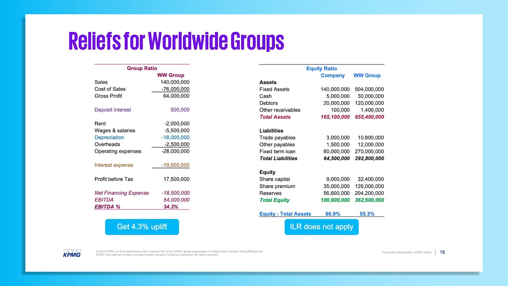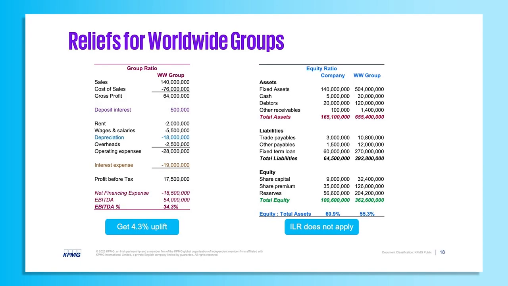The group EBITDA is obtained by adding the PBT of 17.5 million with the interest expense of 19.5 million, depreciation of 18 million and the deposit interest of 500k to give a result of 54 million. The group ratio is then obtained by dividing the 18.5 million by 54 million to give a result of 34.3%.